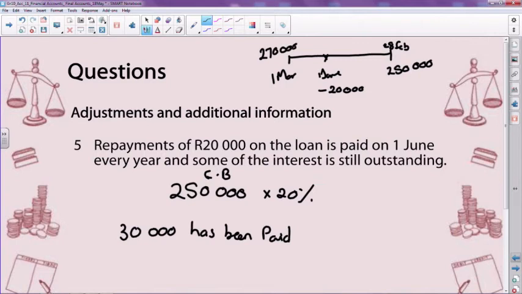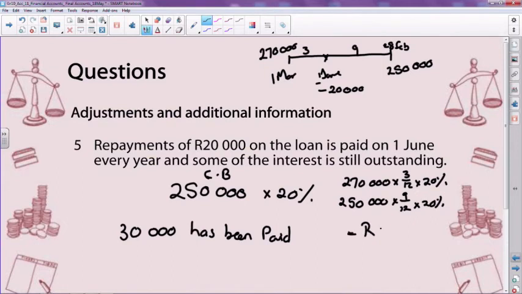Now think of this. You owe a certain business, a company or clothing shop 10,000. You go and pay 2,000. Therefore, you owe 8. So you owe less. Now, how long did I have the 270? March, April, May. I don't count June. So I had it for 3 months. Then how long did I have the 250? For 9 months. So now you need to go and say 270,000 times 3 over 12 times 20%. And then you need to go and say 250,000 times 9 over 12 times 20%. And if you go and calculate both of them, your full total will be 51,000.